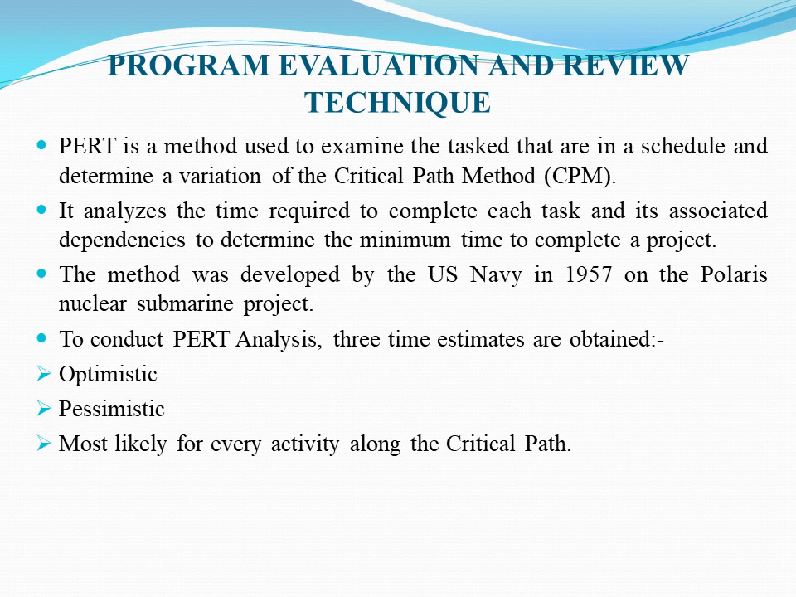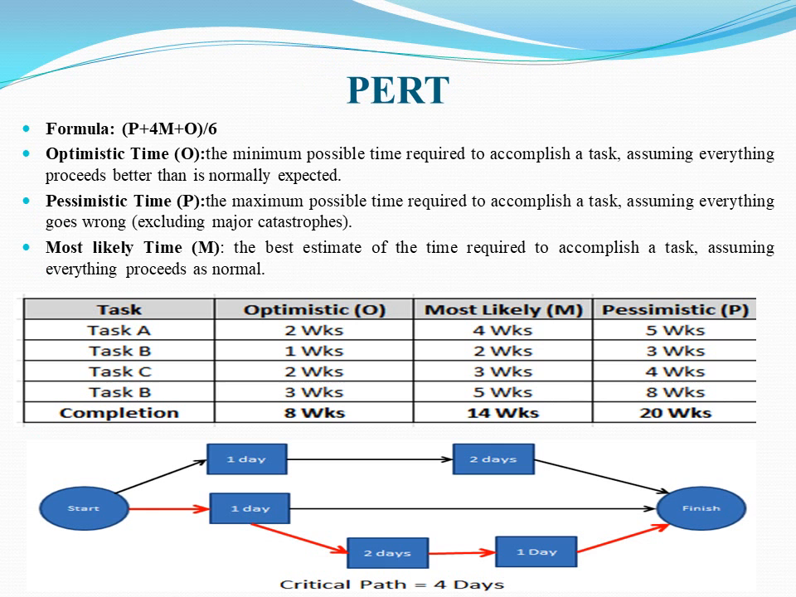Program evaluation and review technique. PERT is a method used to examine the tasks that are in a schedule and determine the variation of the critical path method. It analyzes the time required to complete each task and its associated dependencies to determine the minimum time to complete a project. The method was developed by the US Navy in 1957 on the Polaris nuclear submarine project. To conduct PERT analysis, three time estimates are obtained: optimistic, pessimistic, most likely for every activity along the critical path.